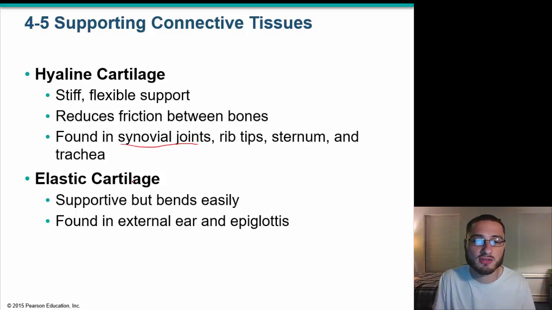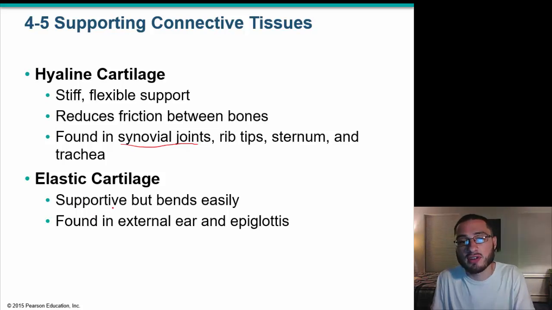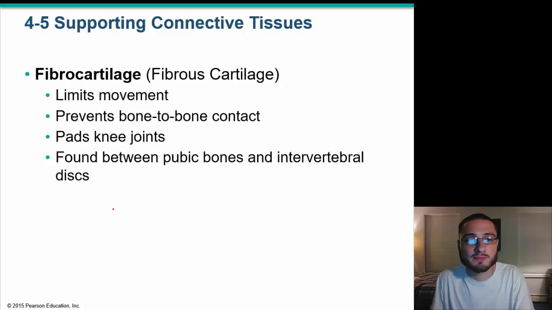You have elastic cartilage, which is supportive, but bends a little more easily than anything else, and is found in the external ear and the epiglottis. And then fibrocartilage limits movement, prevents bone-to-bone contact, pads knee joints, okay, and is found between pubic bones and intervertebral discs.